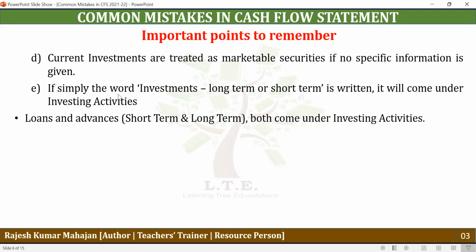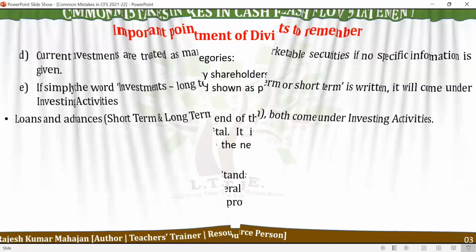And if simply the word investment, long term or short term, is written, whether it's short term or long term, then it will come under the investing activity. So increase in investment, whether short term or long term, will be basically purchase of investment, and decrease in the value of investment will be the sale of investment under investing activities. Loans and advances, short term or long term, both come under the investing activities, just like investments.